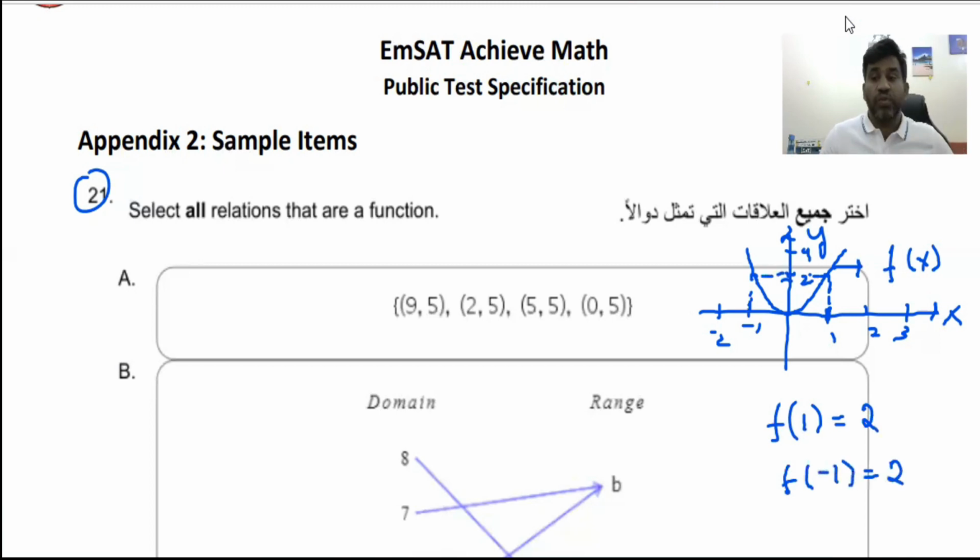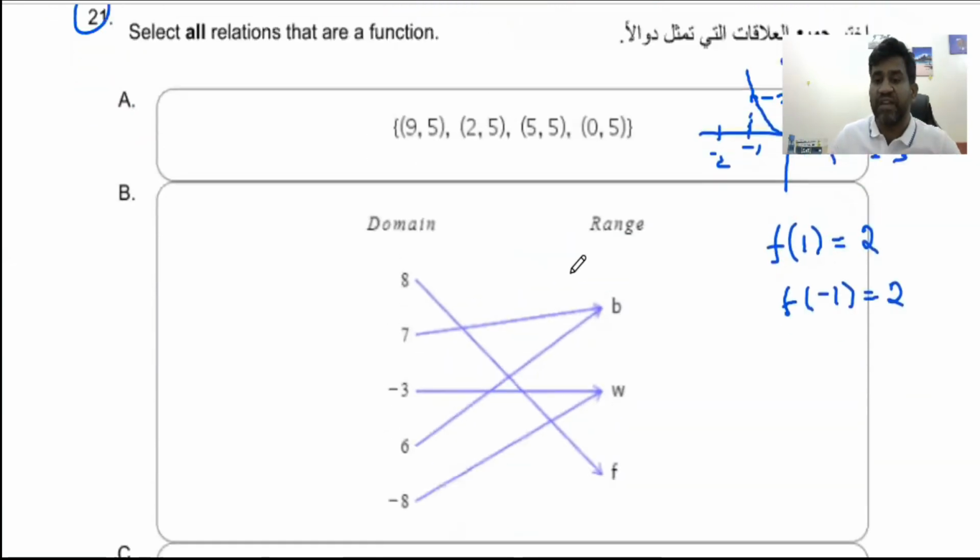So with this, what I can conclude is that a function can have the same output for different inputs. Either I must get one output for one input, or I must get the same output for different inputs. This is a function. So I can say f of x is a function. Then how do I say which is not a function?